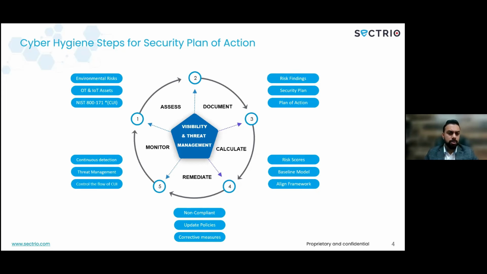And of course, the last stage is the monitor stage. So each of these stages has some key pointers that they talk about. When we see the assess stage, we look at environmental risks, OT and IoT assets being connected, and also classified or controlled unclassified information, which is not required by some of the organizational mandates that the government is requiring in its bid.